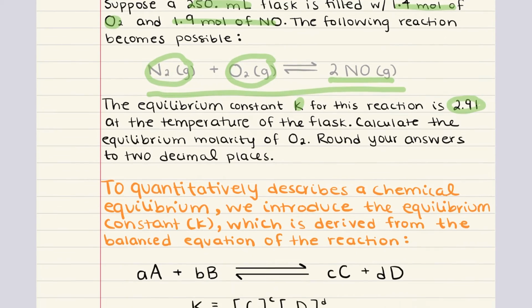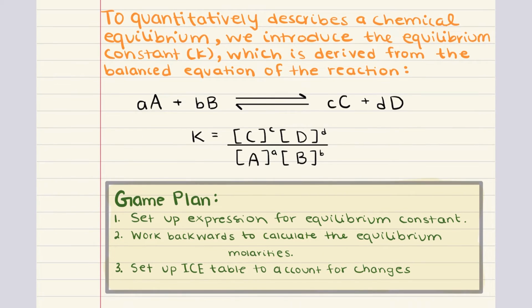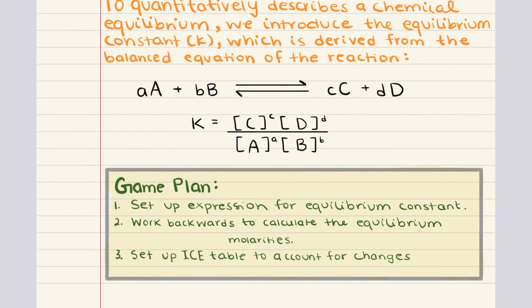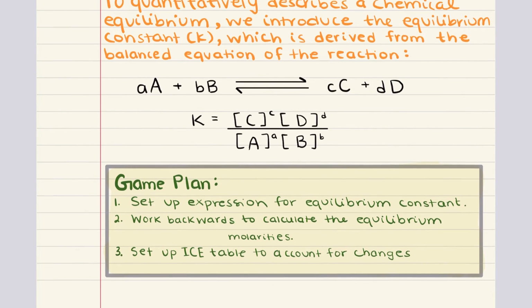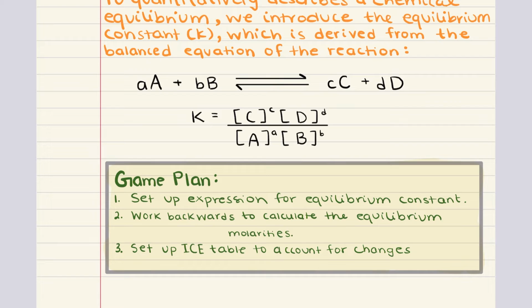Now, first, we want to start by discussing what this question stem is asking of us and come up with a game plan before we attempt to solve. We're given the equilibrium constant, we're given some information about the initial quantities of the reactants and products, and we are asked to calculate the equilibrium molarity of oxygen gas.